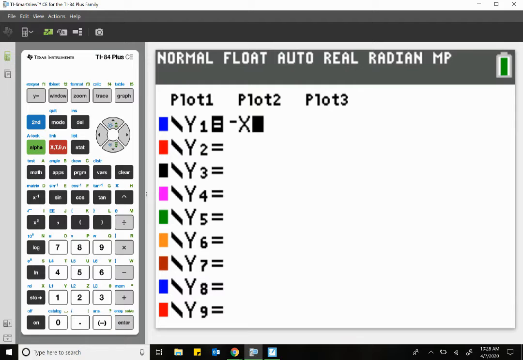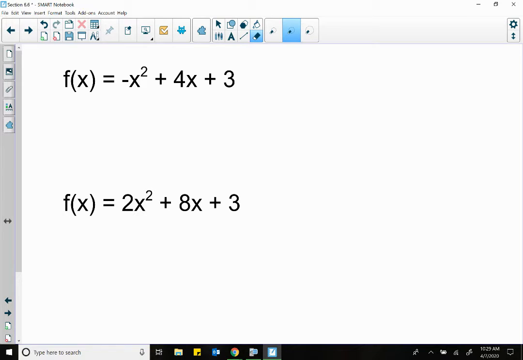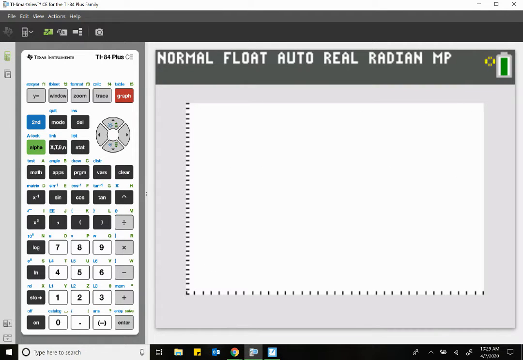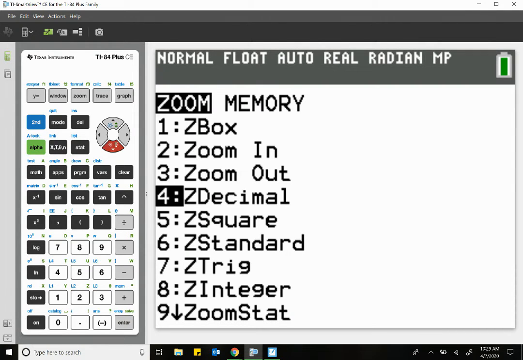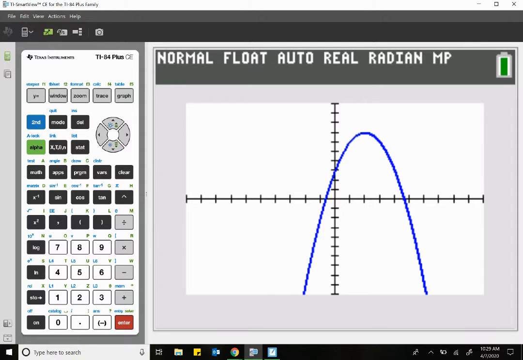So this is another way to deal with standard form, plus 4x plus 3. Let me double check that. Yep. And so if we hit graph, oh, I didn't fix my graph. I need to go in here and go down to zoom standard because notice my graph wasn't there. So whenever your graph is messing up, go down to zoom standard. There's my graph.